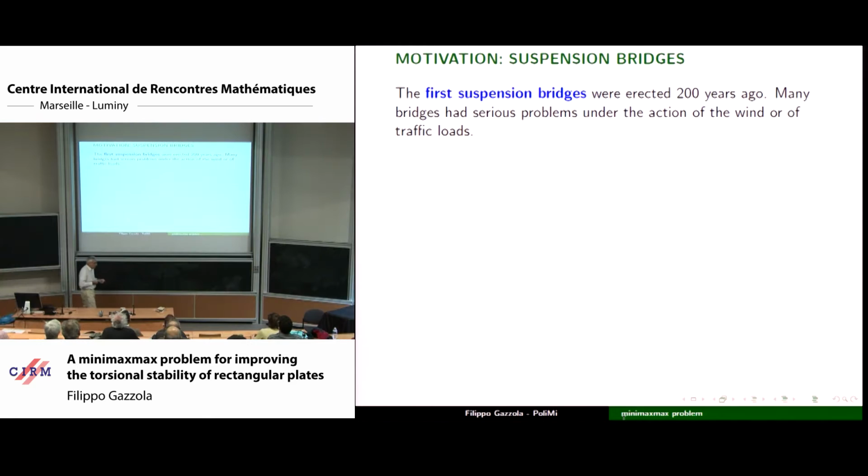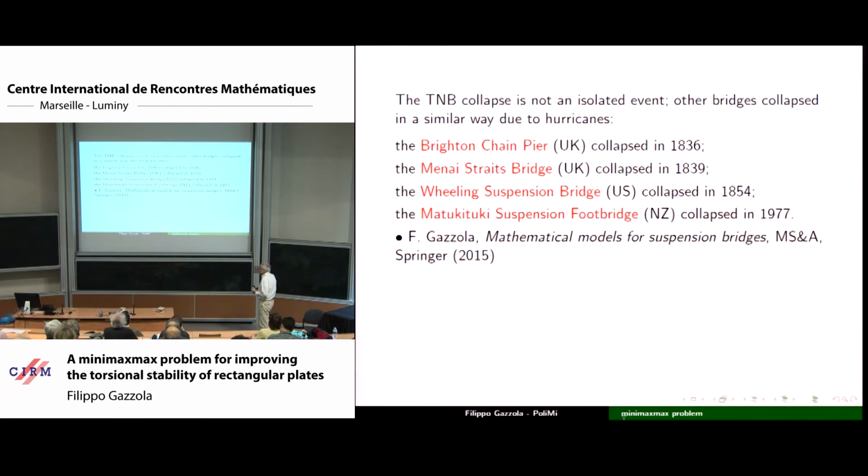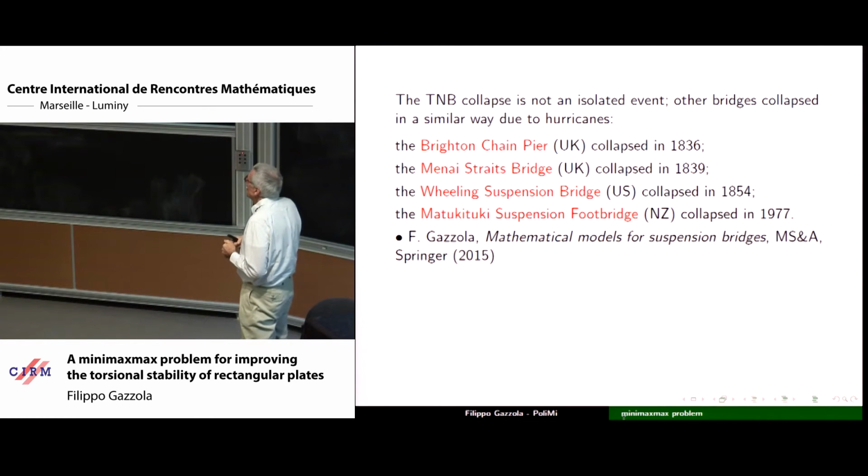Because we have instability in suspension bridges, and I believe that most of you saw what happened in the video of the sadly celebrated collapse of the Tacoma Narrows Bridge in 1940, which collapsed under several circumstances that we are going to analyze. But maybe not all of you know that this is not just an isolated event. This had occurred many other times. And you see there is one even more recent on the Matukituki Bridge in New Zealand in 1977.